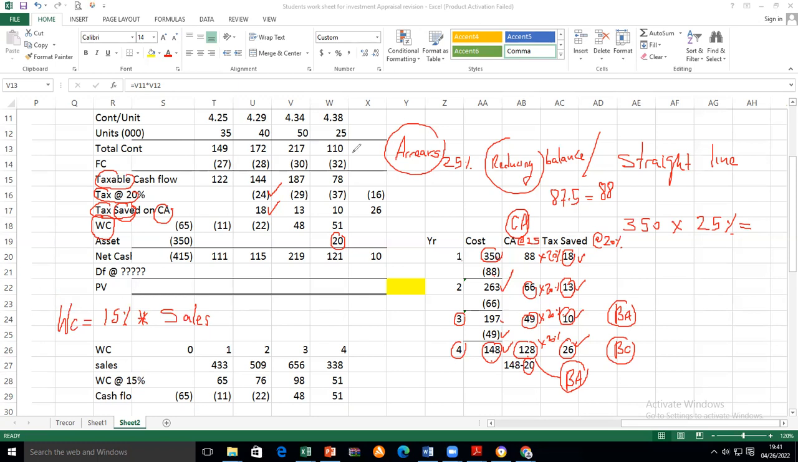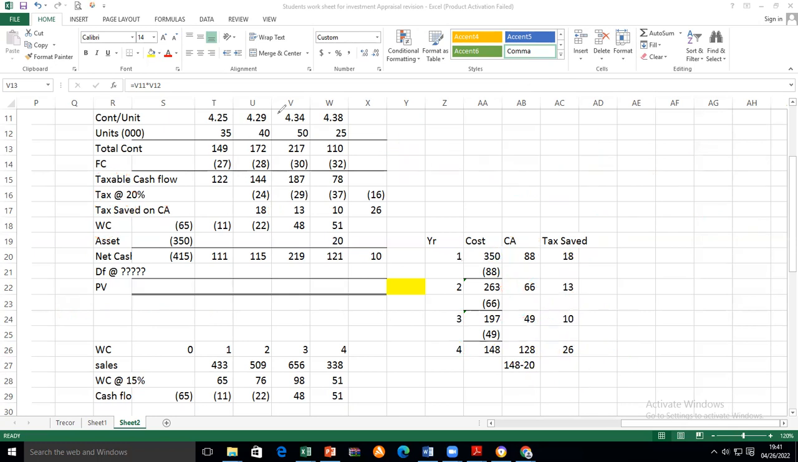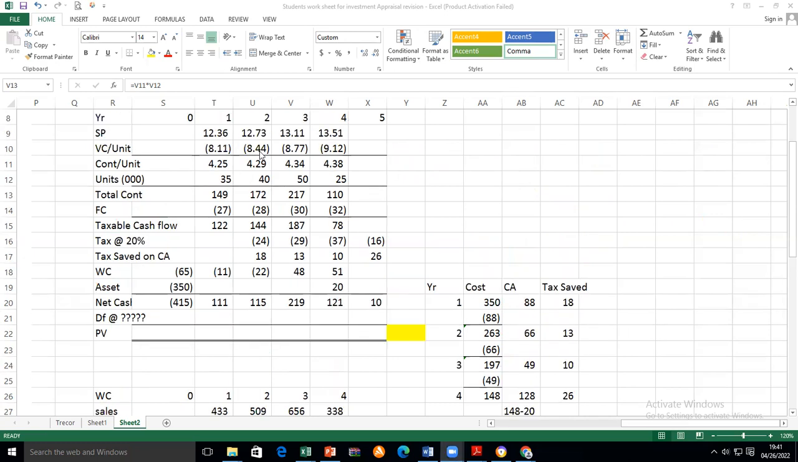So where are the sales figures? The sales figures are here. We get the selling price multiplied by the number of units. So when you multiply the selling prices by units, what do you get? You get the sales revenues.